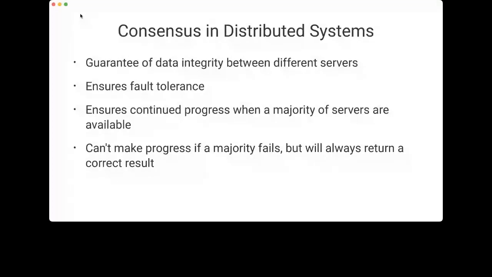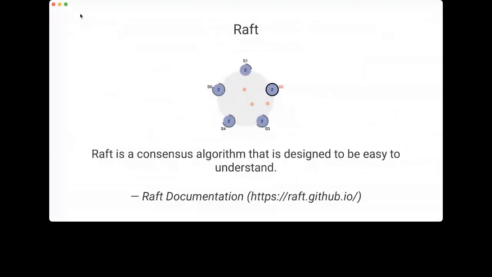So we're wanting to ensure continued progress when servers are available. And typically in these systems, we can't make progress if a majority fails, but we always want to be able to return a correct result. And this is very critical, right? If we're building systems on top of Kubernetes, even in a read-only state, we need the state of that system to return a correct read, even while writes are unavailable to us. So an understandable way to go about this.